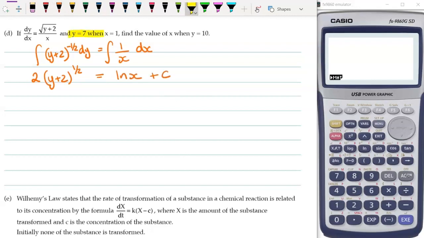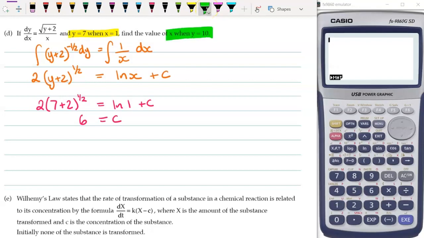Then we've got some information in the question to use, which is that when x is 1, y is 7. So if we put 2 square root of 7 plus 2 equal to log 1 plus c. Well, log 1 is 0. 7 plus 2 is 9. The square root of that is 3. 3 times 2 is 6. So c is equal to 6.